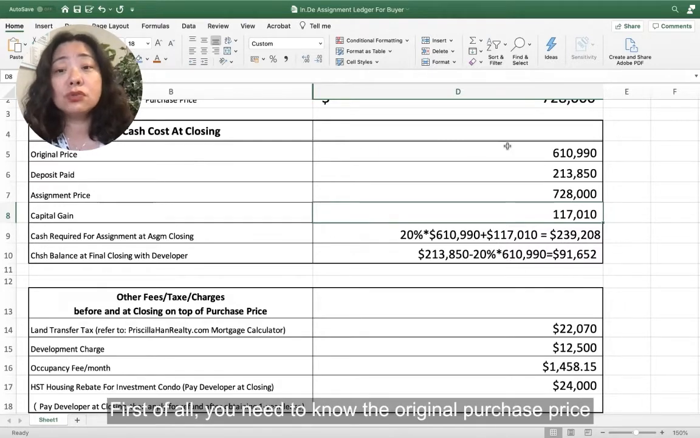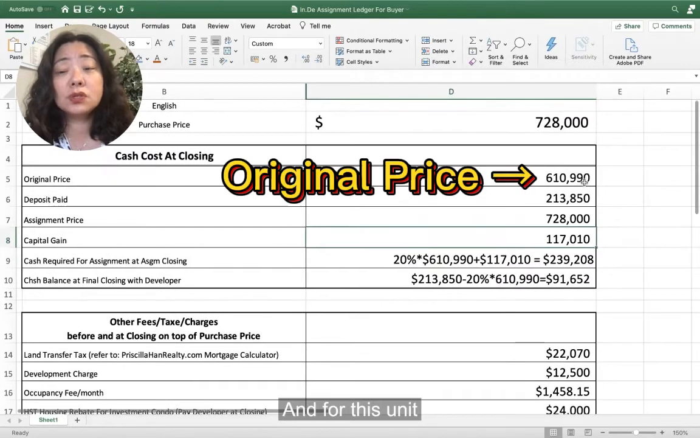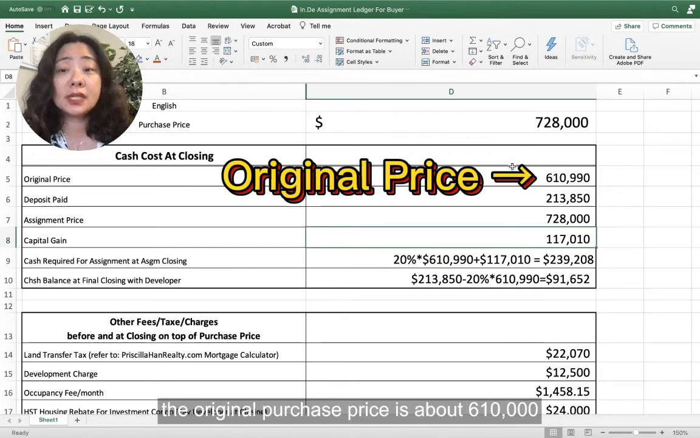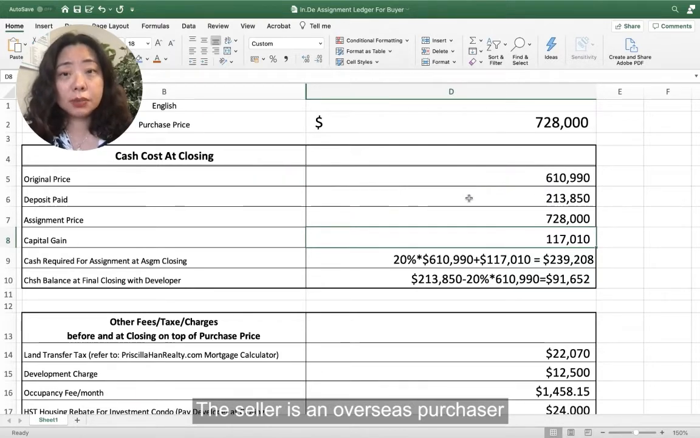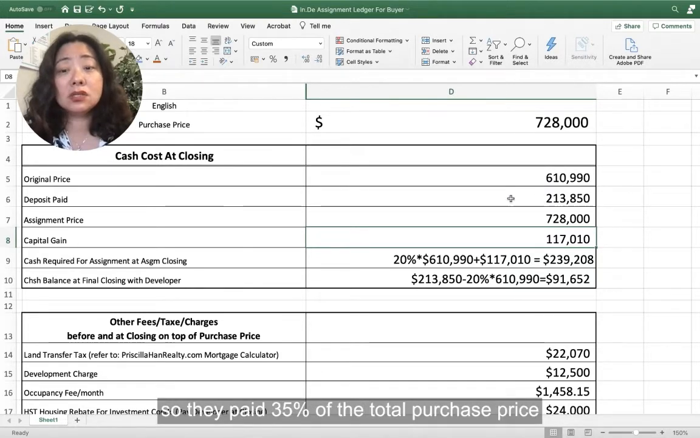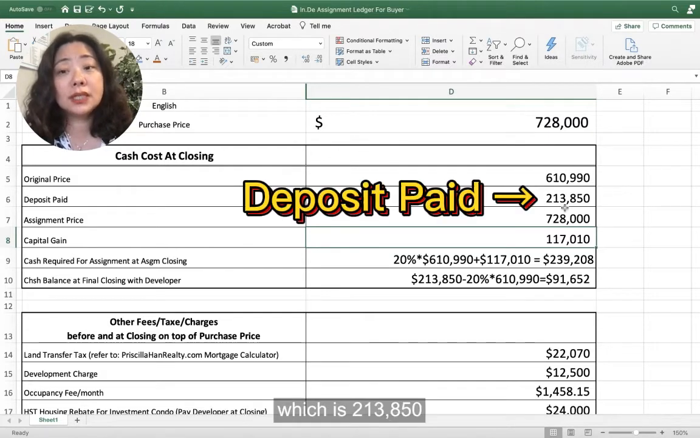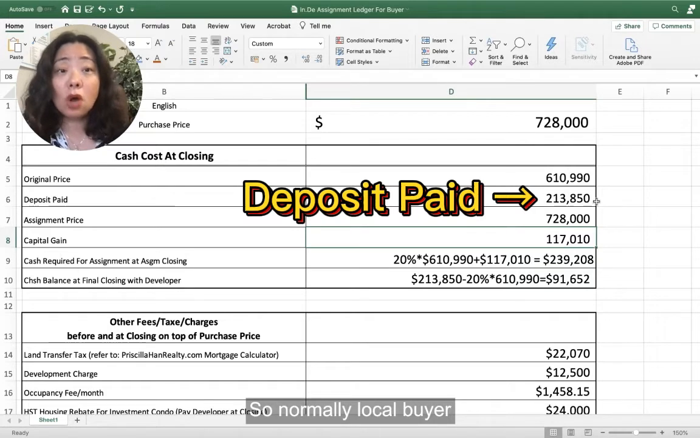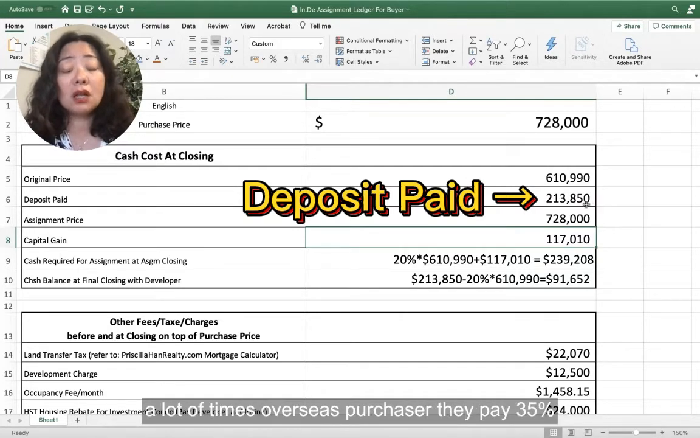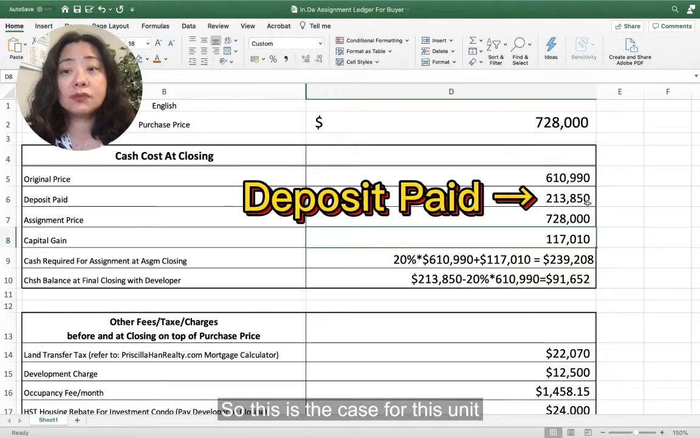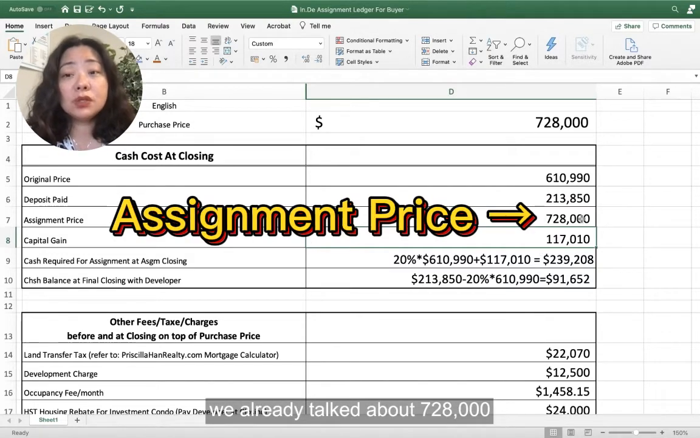First of all, you need to know the original purchase price. For this unit, the original purchase price is about $610,000. The seller is an overseas purchaser, so they paid 35% of the total purchase price, which is $213,850. Normally, a local buyer only needs to pay 20% as deposit, but a lot of times overseas purchasers pay 35%. So this is the case for this unit. The assignment price, we already talked about, $728,000.